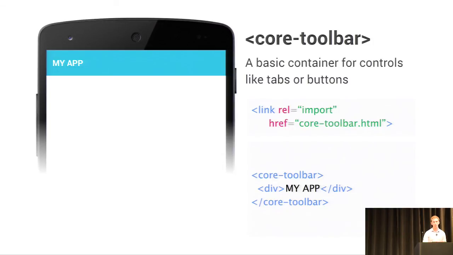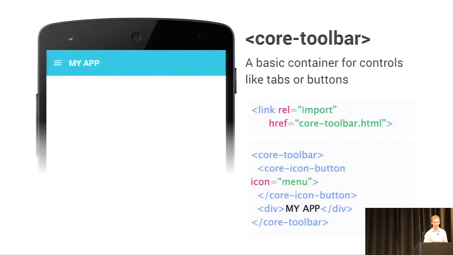But oftentimes, you want to put more than just a title in your toolbar, so you can start composing. So in this case, I've taken a core icon button, this menu icon button, which is another element that we created in Polymer. And we can compose it with the core toolbar. So I put it in before my title. The core toolbar knows how to lay itself out. It knows to put this menu button to the left of the title and to push the title over, give it some spacing. And again, with this very limited, very readable, totally declarative markup, I get the behavior of this toolbar for free. Really nice way to start building an app.